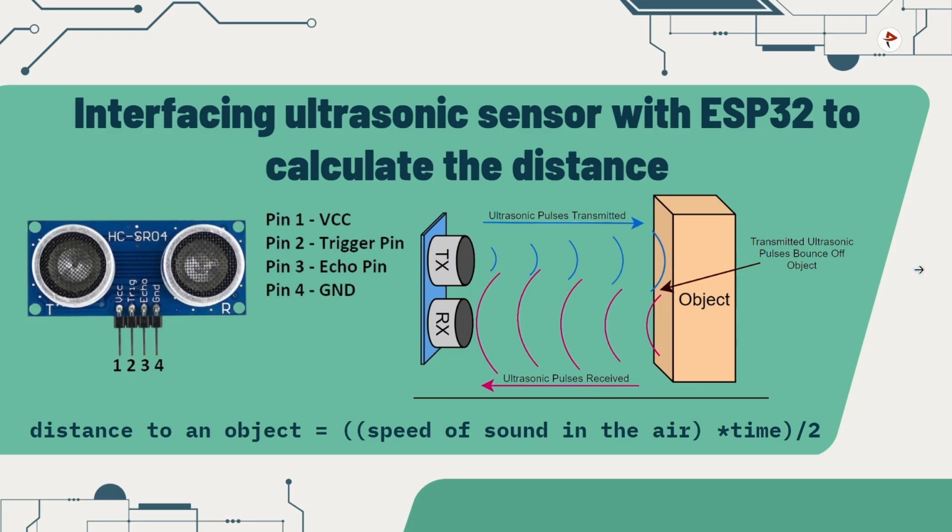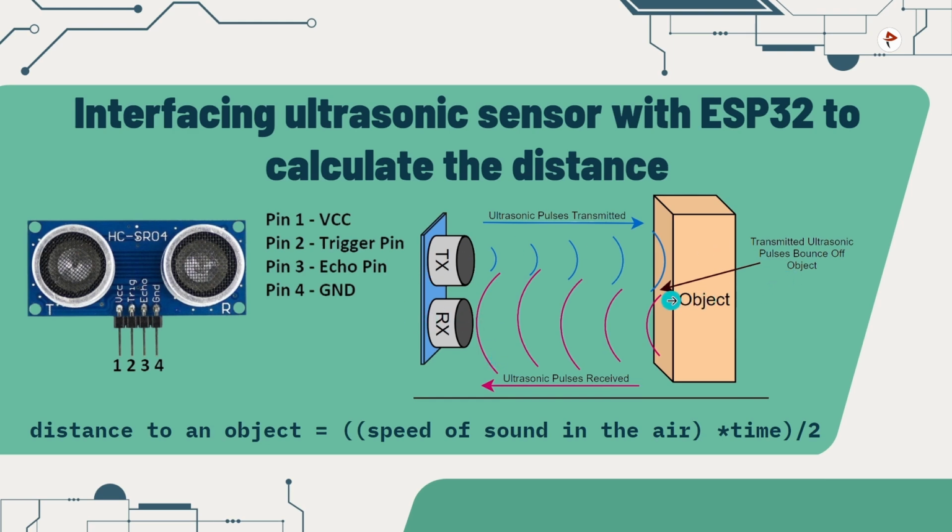Next, we are going to interface an ultrasonic sensor with ESP32 to calculate the distance. So first, what is an ultrasonic sensor? An ultrasonic sensor is a type of sensor that uses sound waves with frequencies higher than the upper audible limit of human hearing to detect objects and measure distances. These sensors typically consist of a transmitter and a receiver. The transmitter emits high frequency sound waves which bounce off objects in their path and return to the receiver. The time taken for the sound waves to travel back to the receiver is used to calculate the distance between the sensor and the object.